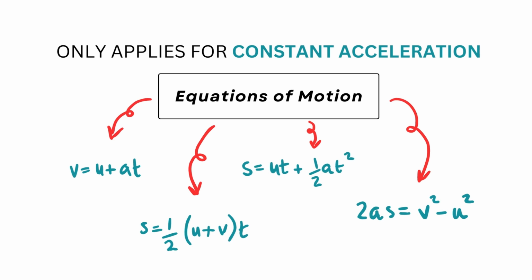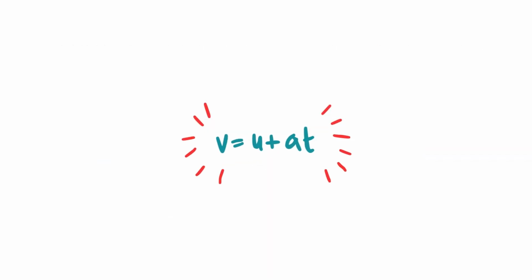But before we can even try to use these equations one by one, we should first understand where they come from. In other words, we should know how these equations are derived in the first place. And so, we will tackle each of these one by one and figure out how they are derived. Starting off with the first and perhaps the most straightforward equation, that is, v equals u plus at.